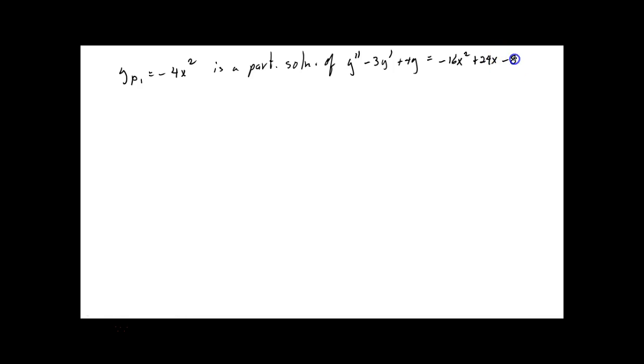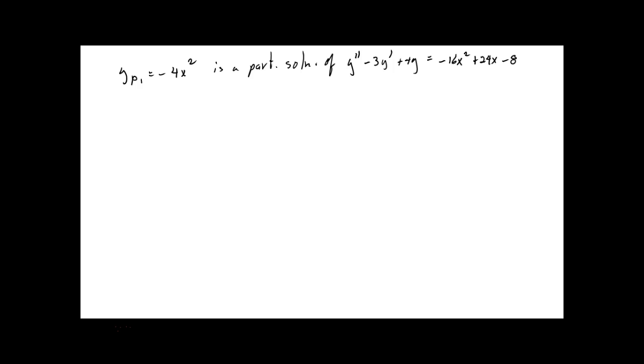Example 11. It said you should verify that y sub p sub 1 equals minus 4x squared is a particular solution of y double prime minus 3y prime plus 4y equals negative 16x squared plus 24x minus 8. Okay?